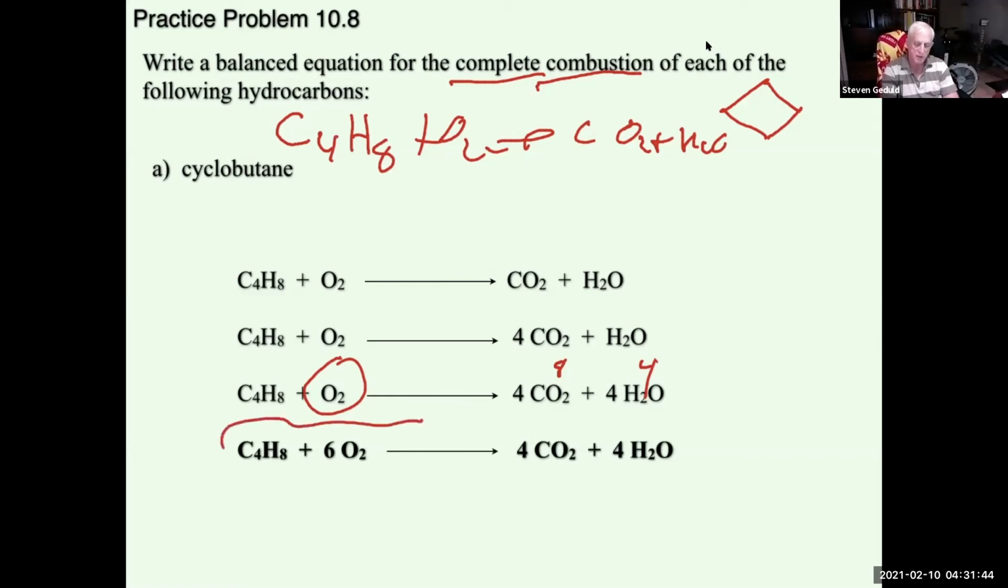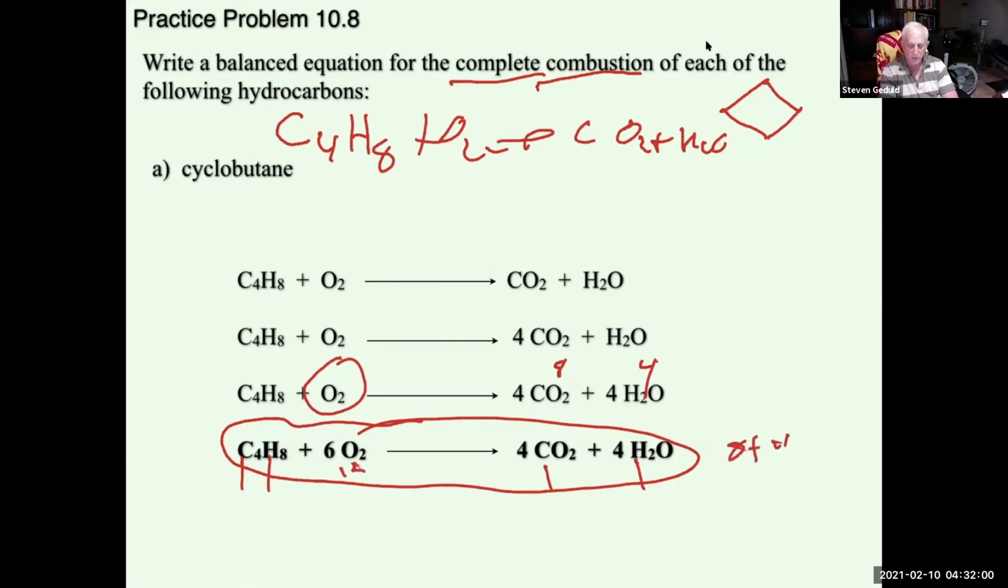So this is your balanced chemical equation. Again, 4 carbons, 4 carbons, 8 hydrogens, 8 hydrogens, 12 oxygens. 4 times 2 is 8, plus 4, 12 oxygens. Same amount of elements on both sides, we're balanced.